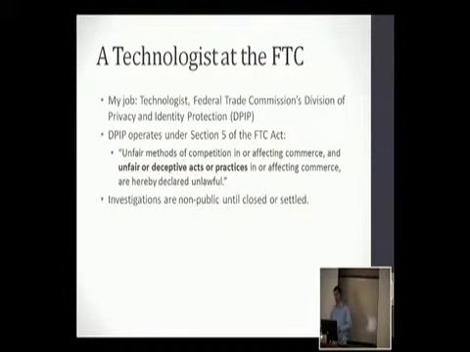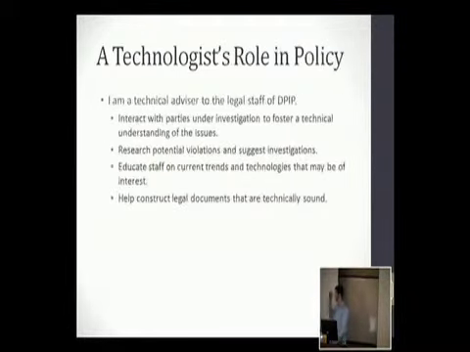It's a really interesting job where I get to interact with the different lawyers in the division, and the different lawyers and commissioners at the FTC, to try and make policy changes in a positive way for general consumer privacy. I have a responsibility as a technologist not to just say, oh, that's technically accurate, that's not technically accurate, but to go out, do research, find violations, and present them to the lawyers and say, this is an important issue that we should be looking at. This is a company that we should investigate.